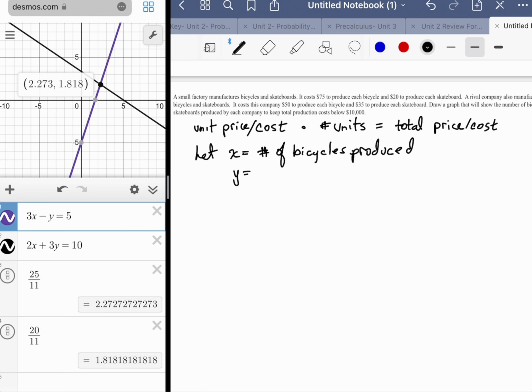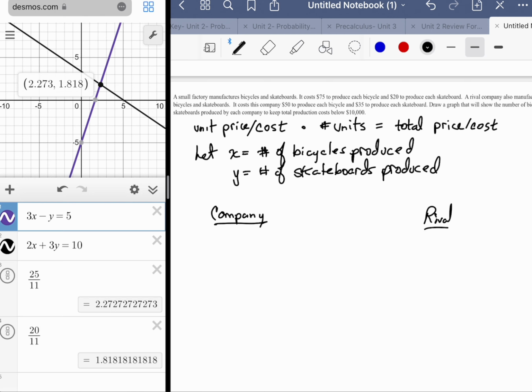And y will be the number of skateboards produced. All right, so we have the two companies. We got the company and we got the rival.